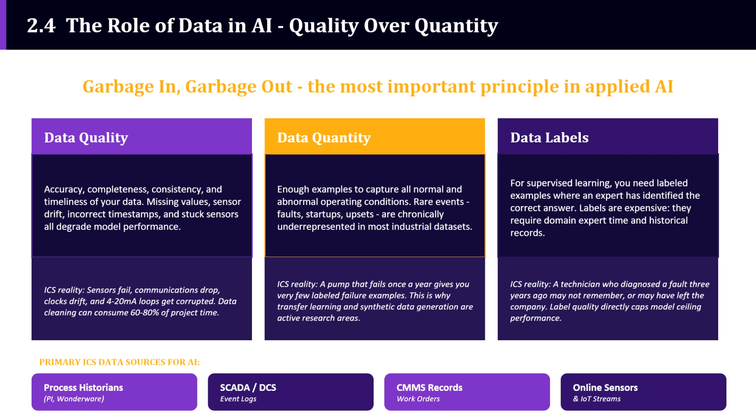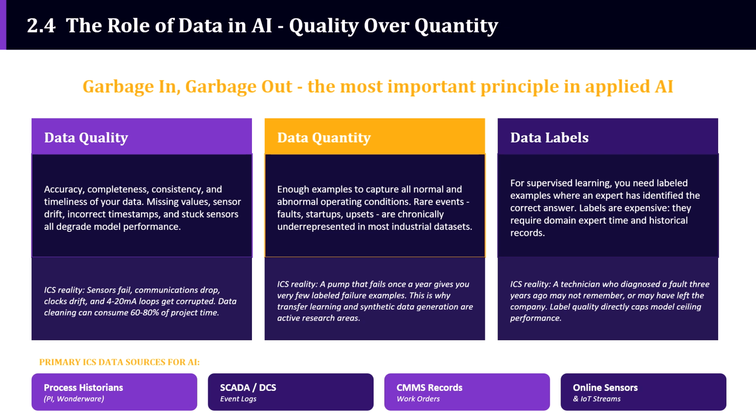Data labels, specifically for supervised learning, require a domain expert to review historical data and mark which periods represent which conditions. This is expensive, time-consuming, and depends on institutional knowledge that may not be documented or may have left with retired employees. The quality of your labels sets an absolute ceiling on how good your model can get.